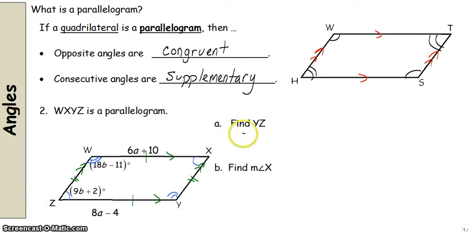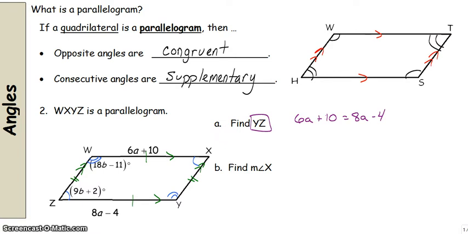I need to know that opposite sides are congruent because they want me to find the length of segment YZ. Segment YZ is 8a minus 4, but it's congruent to segment WX. So I would start by setting 6a plus 10 equal to 8a minus 4.